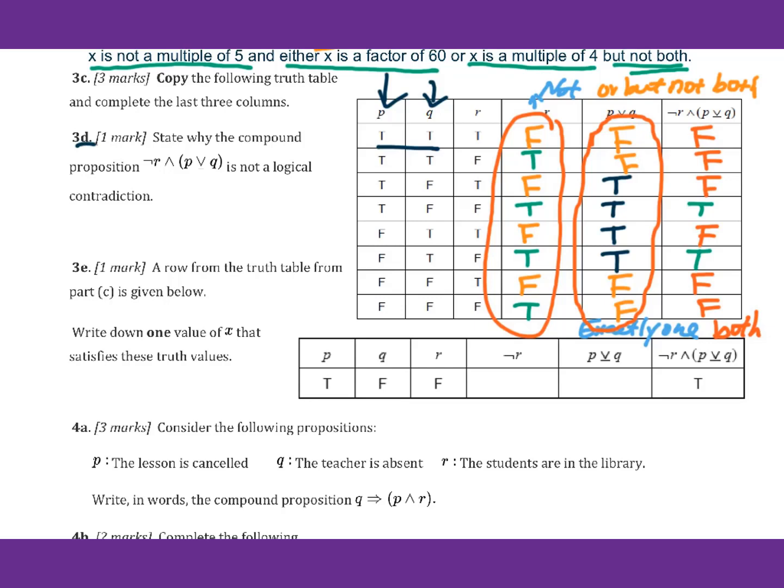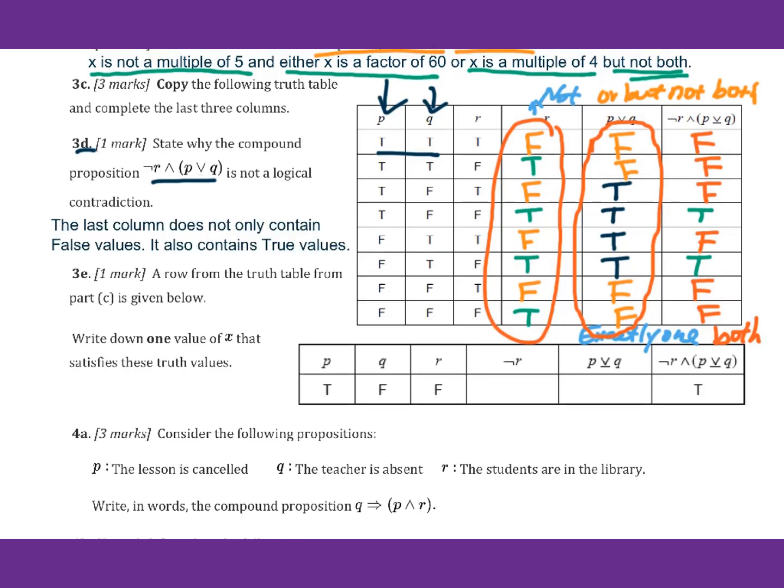3D. State why the compound proposition is not a logical contradiction. Logical contradiction means that the column only contains false values in the truth table. Therefore, the reason will be the last column doesn't only contain false values, it also contains true values.